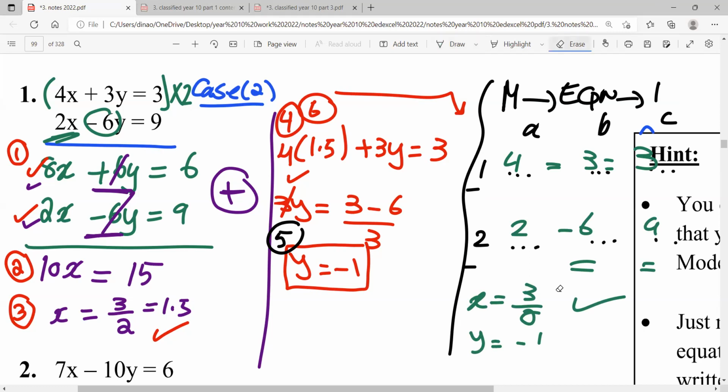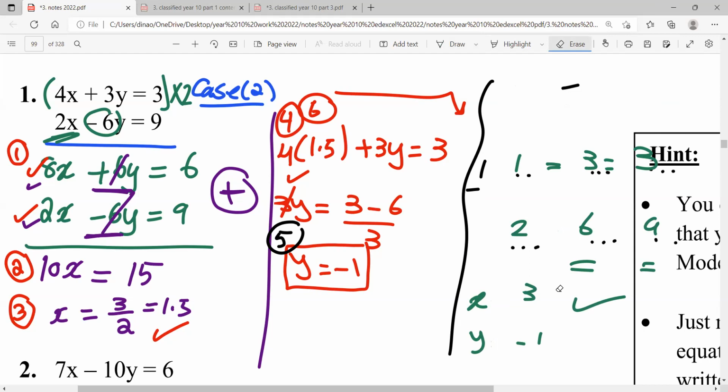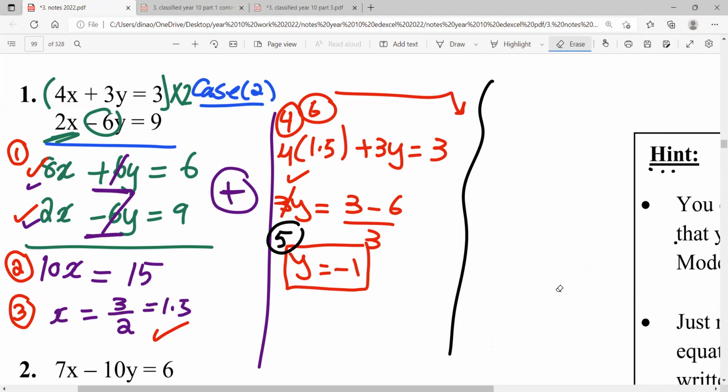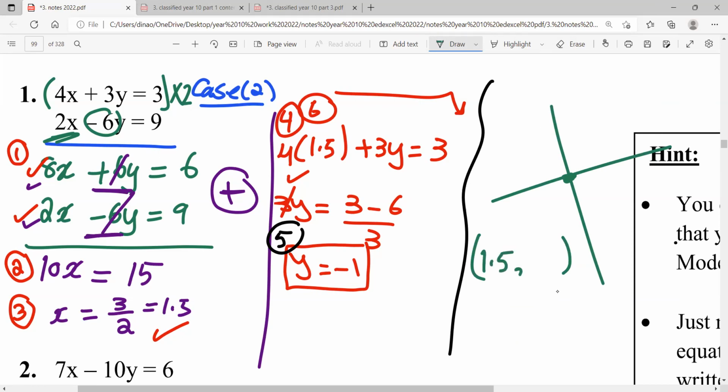Now let me remind you again, what do the x and the y represent? The x and the y represent the point of intersection of these two lines. So if I decide to draw the lines on the coordinate plane, the intersection of these two lines has an x coordinate of 1.5 and a y coordinate of -1.